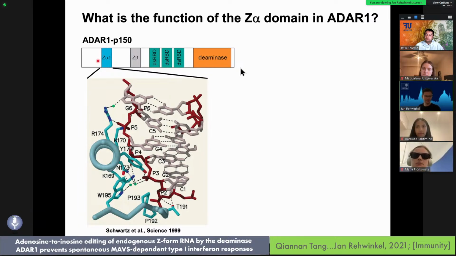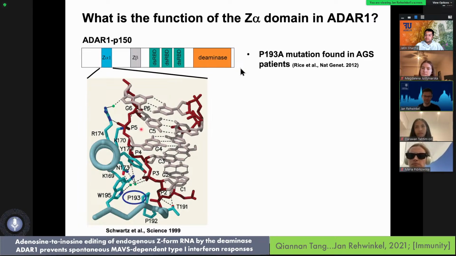What's shown here, again from this old paper of the structure of the ADAR1 Z-alpha domain, is a blow up where, in blue, you see the Z-alpha domain, and then in the red colors a bit of Z-DNA. I wanted to start by highlighting this particular amino acid, the proline at position 193. This is an interesting position because some patients that have Aicardi-Goutieres syndrome, this interferon-driven disease, have a proline to alanine mutation found at this position. So that indicates that this domain is probably quite important to the disease.